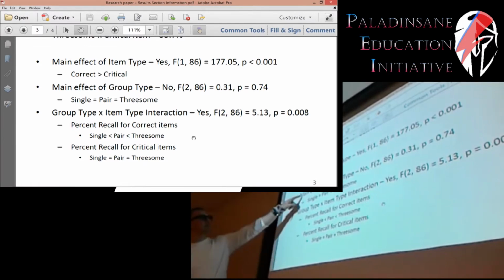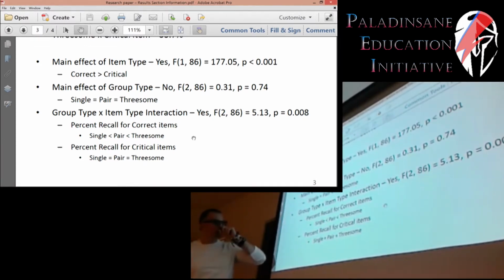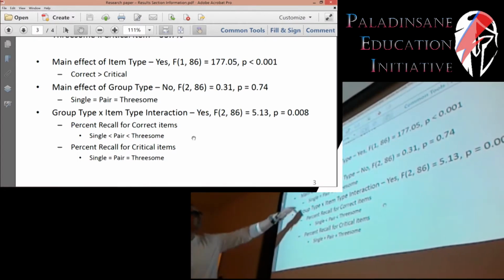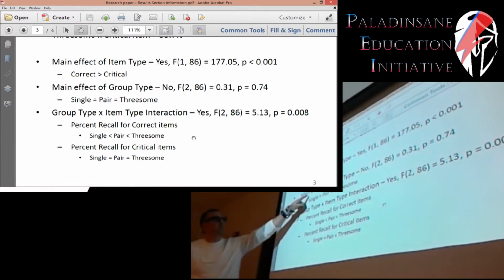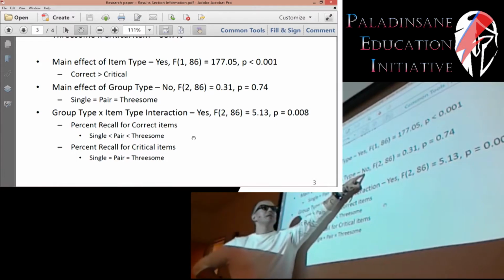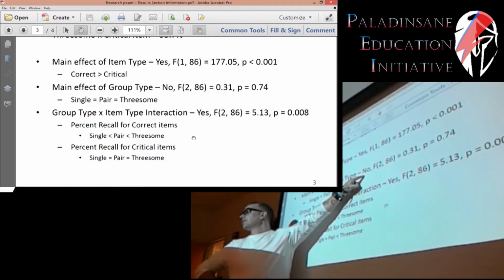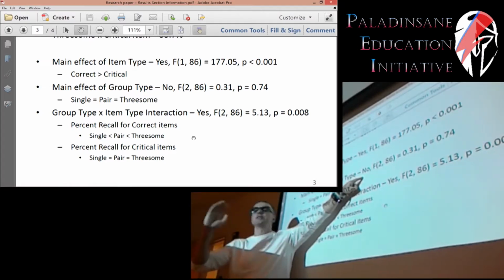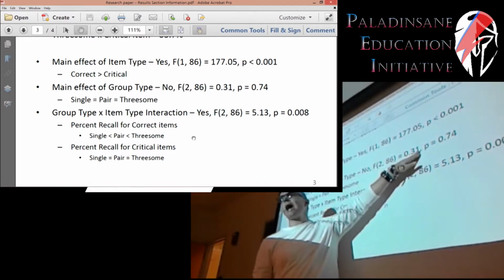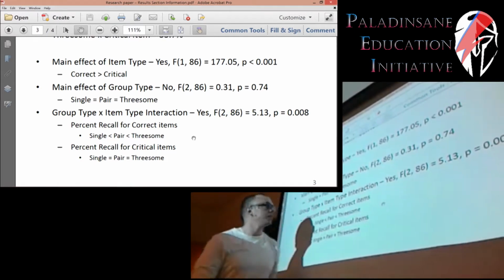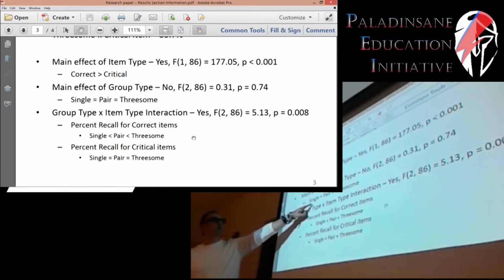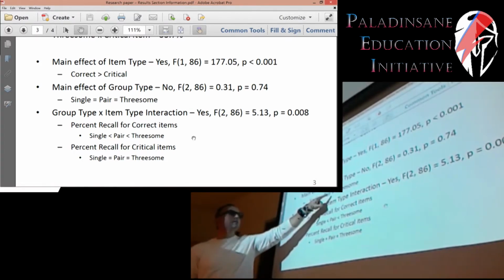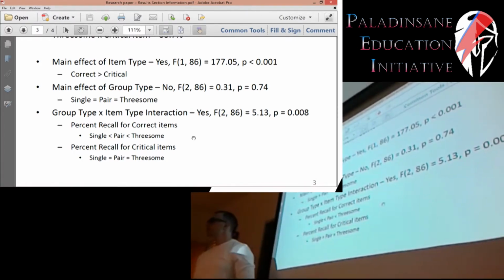So down here, for the next one, for group type, there it is. Yeah, thank you. Down here for the main effect of group type, stats says no, there is no effect of group type. Percent recall did not change as we went from singles to pairs to groups of 3. Here's the stats that backs up that claim. And we're going to explain to the reader that singles had the same percent recall as pairs, and pairs had the same percent recall as groups of 3.